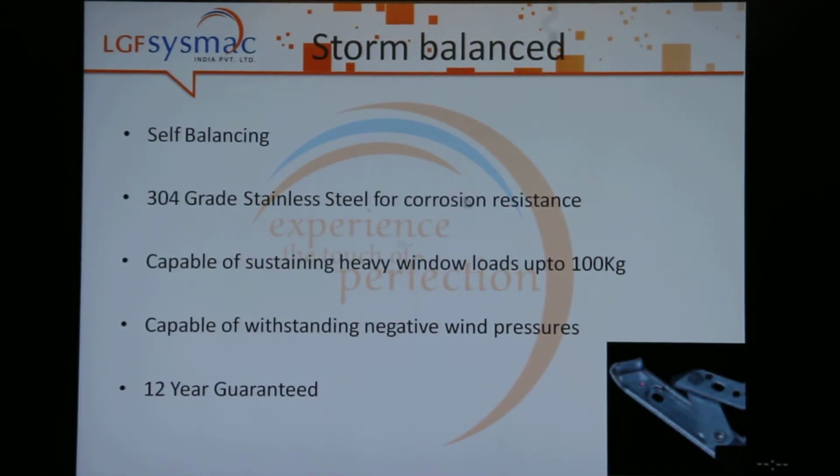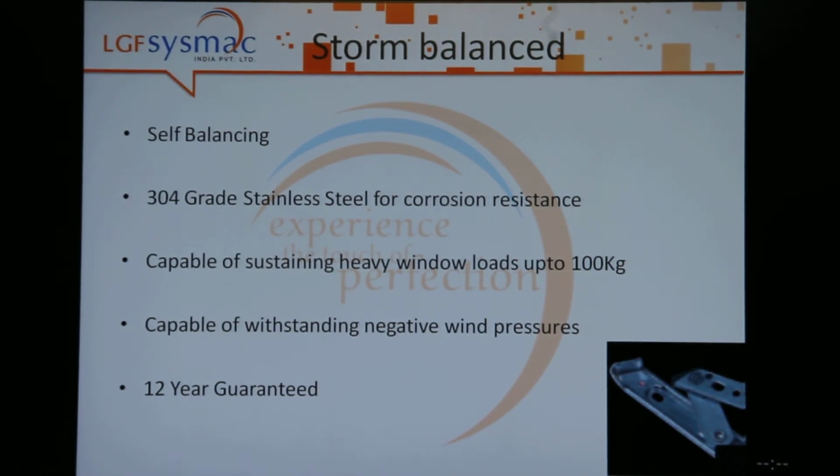Storm balance. Storm balance friction hinges are for heavy duty applications, and they're for commercial applications. Storm balance hinges are self balancing. Self balancing means when you open the window, as an example you can take the top hung window. If you provide the storm balance friction hinge, at whichever angle you want it to stand, the window will stand there, means it cannot come back, just because of self balancing.